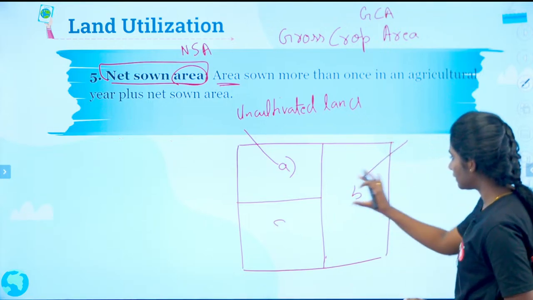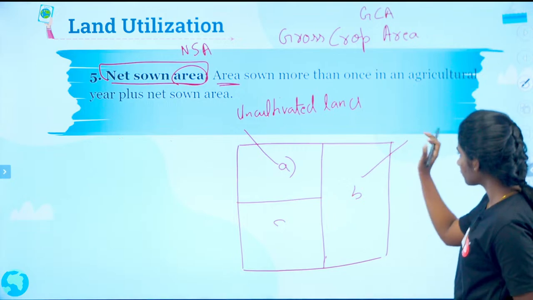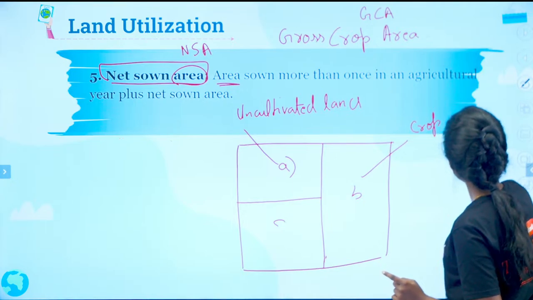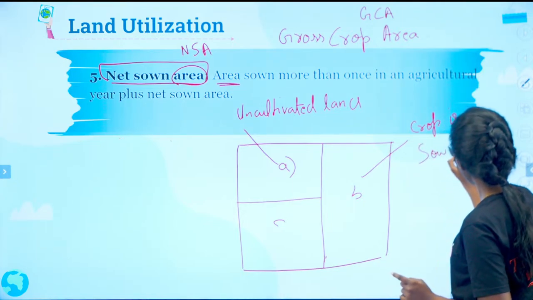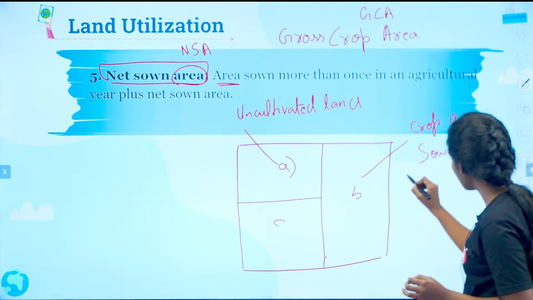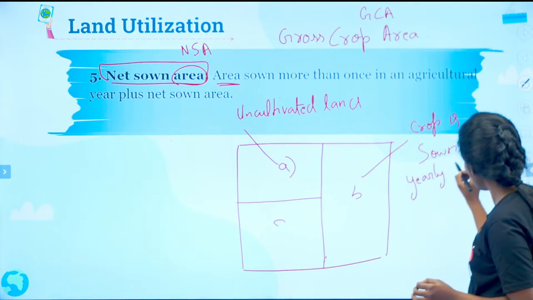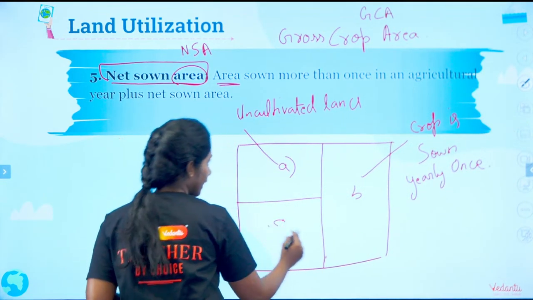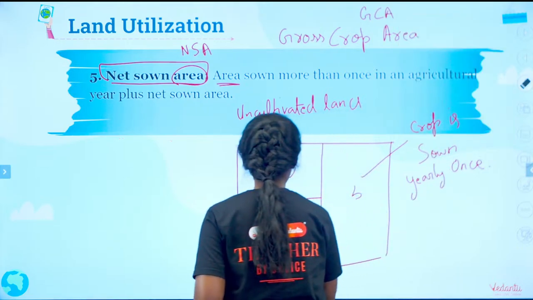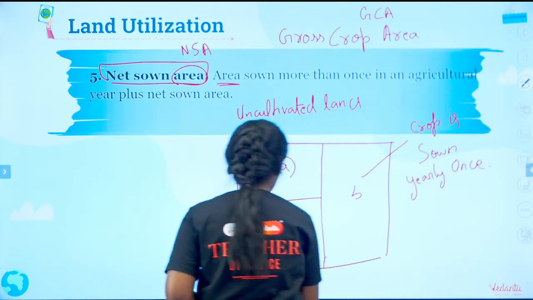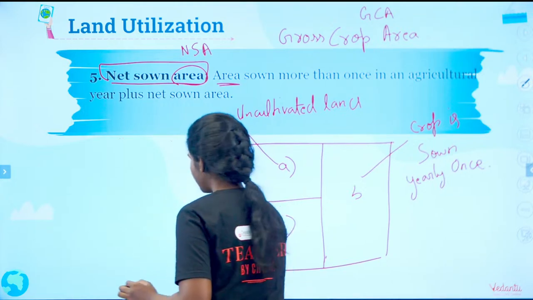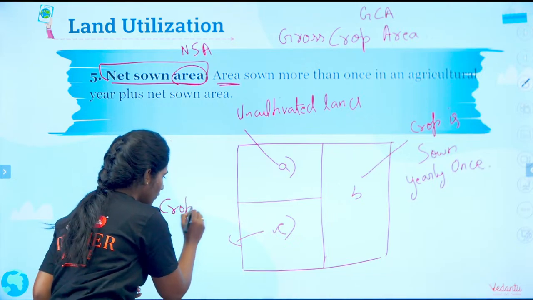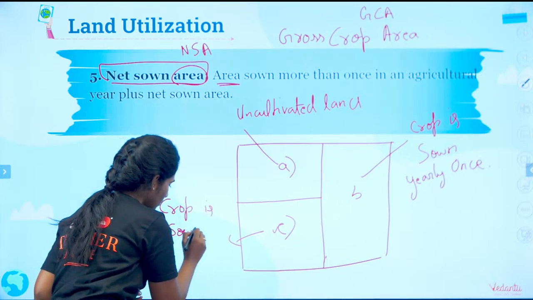Whereas B, this region over here, the crop is sown once a year. And in the case of this region C, the crop is sown twice.